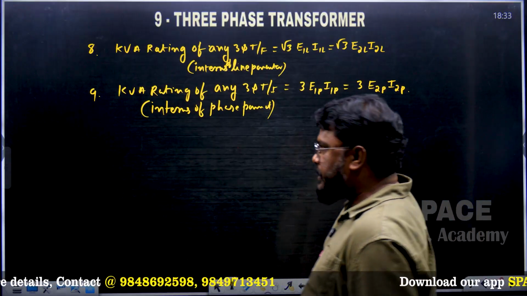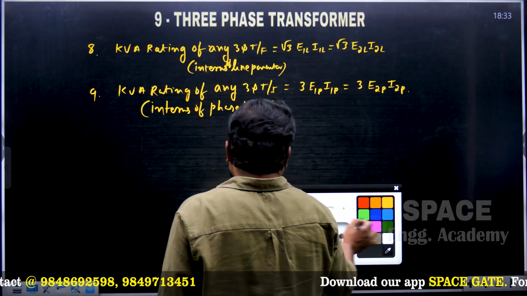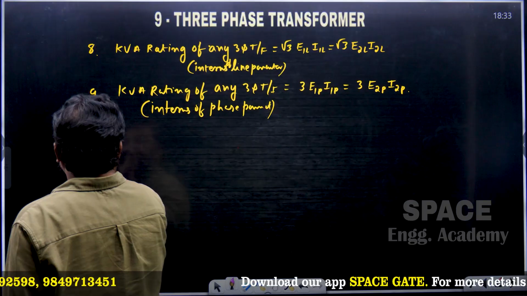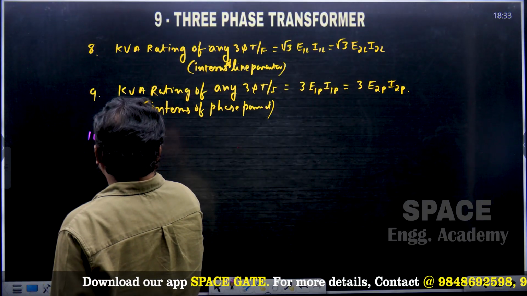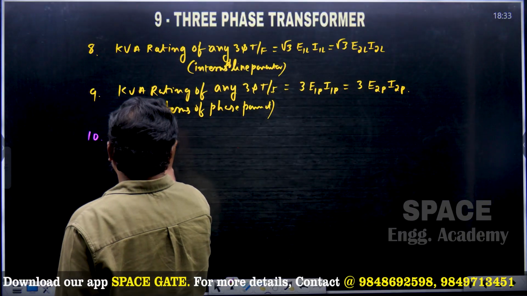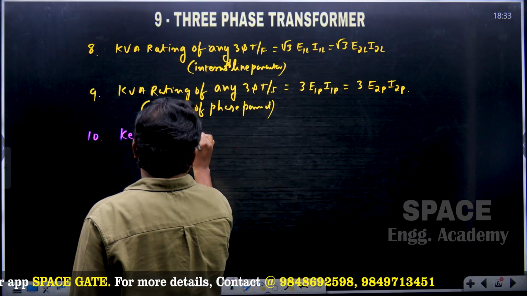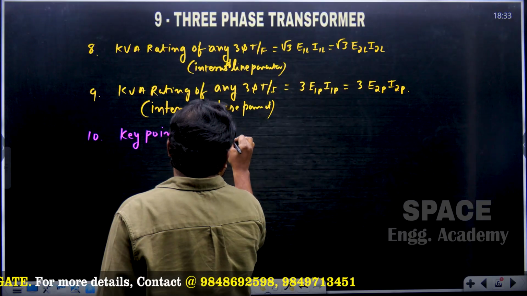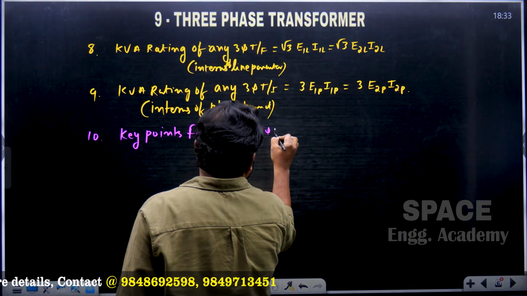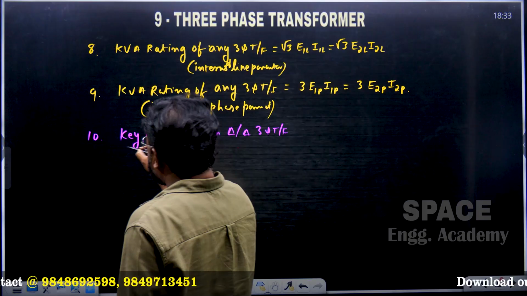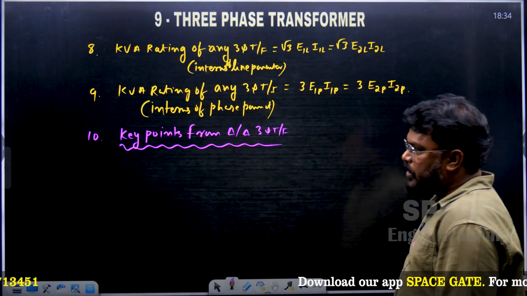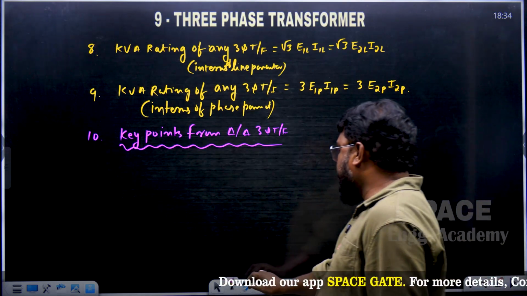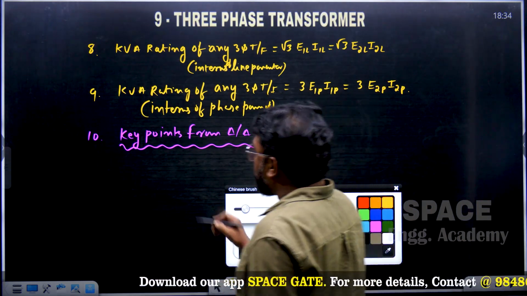And the next possibility of the question, the 10th observation. Here are some key points. I will tell you all the key points from the delta 3-phase transformer connection. All key points I am explaining here only in the 10th observation: key points of the delta 3-phase transformer.